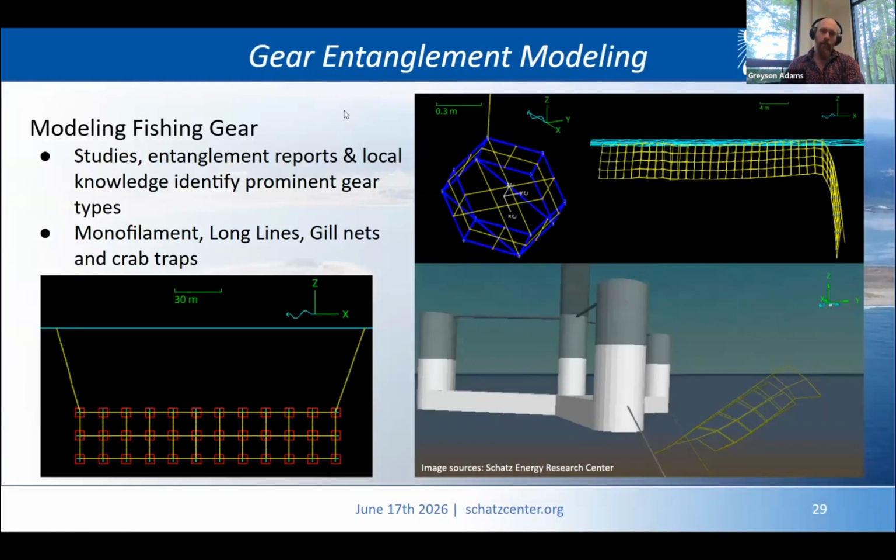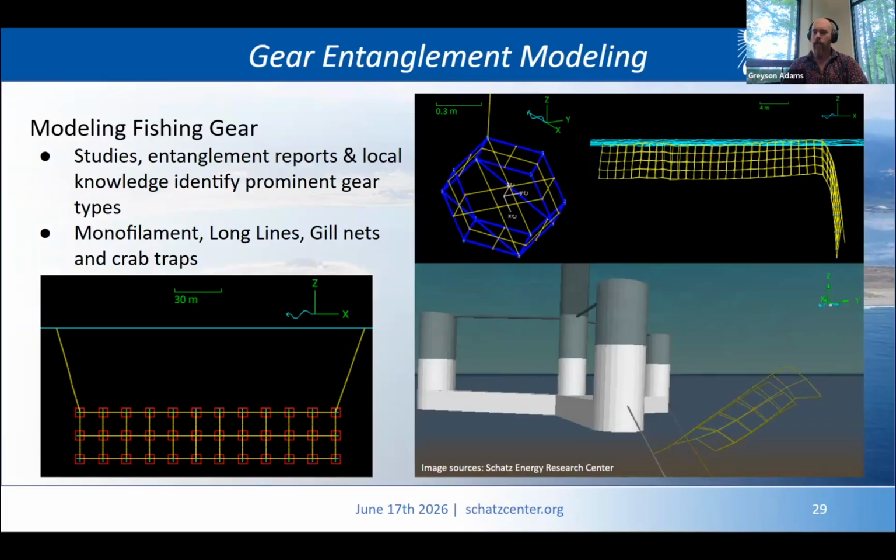Regarding gear, we were fortunate in working with H.T. Harvey and Associates. They were a big contributor for the environmental data memo and helped us gather useful data, particularly with the gear types. Their studies, entanglement reports, and local knowledge were used to identify prominent gear types that could be potentially present in the area, as well as commonly associated with entanglement events.